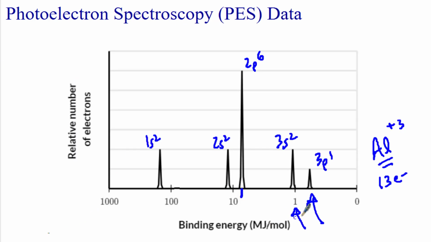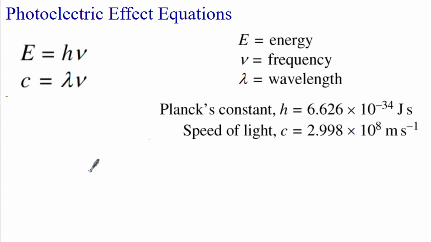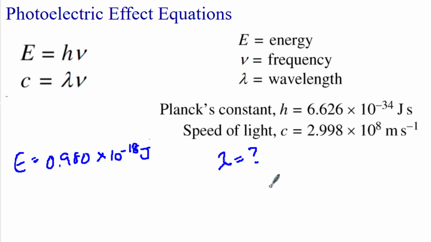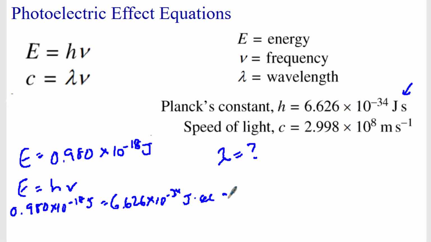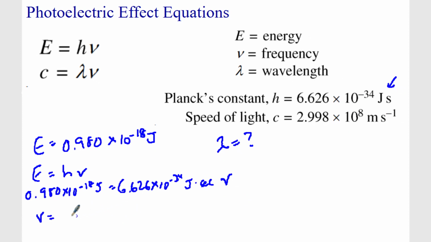So let's say to lose the first electron here, the energy is 0.980 times 10 to the negative 18th joules. That's how much energy to remove that first electron. If we want to know what wavelength of light would have enough energy for this, we're going to use our photoelectric effect equations, E equals h times frequency. So our energy is 0.980 times 10 to the negative 18 joules. H is Planck's constant, 6.626 times 10 to the negative 34th joule seconds, times our frequency. Dividing, we get 1.48 times 10 to the 15th hertz.